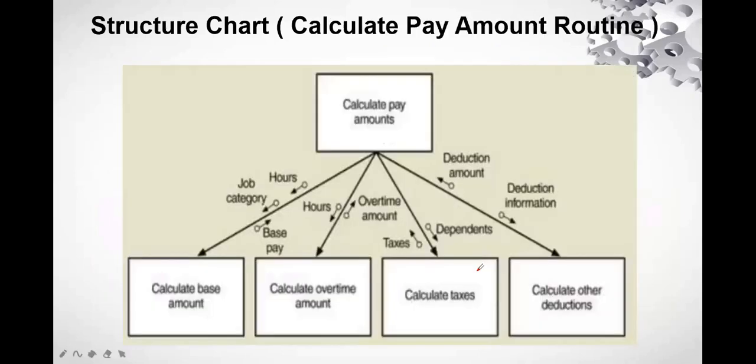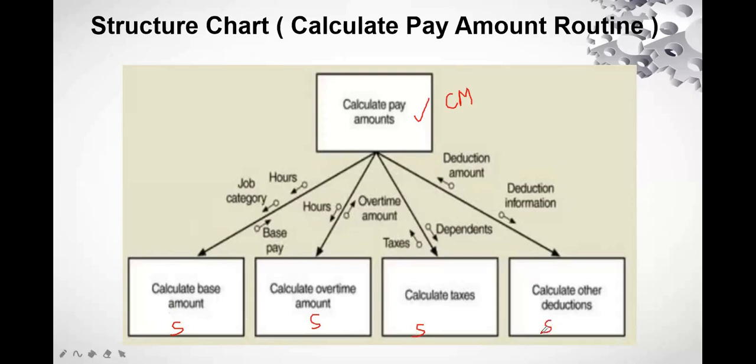Right? Now, see, we have an example of a calculate pay amount routine. In this, we are going to design a structure chart at a very basic level. First of all, we have a complete system module called calculate pay amount. Now, this calculate pay amount is divided, or decomposed, I would say, into submodules. So this is first a control module, right? Now, what are the subordinate modules? These four are the subordinate modules.